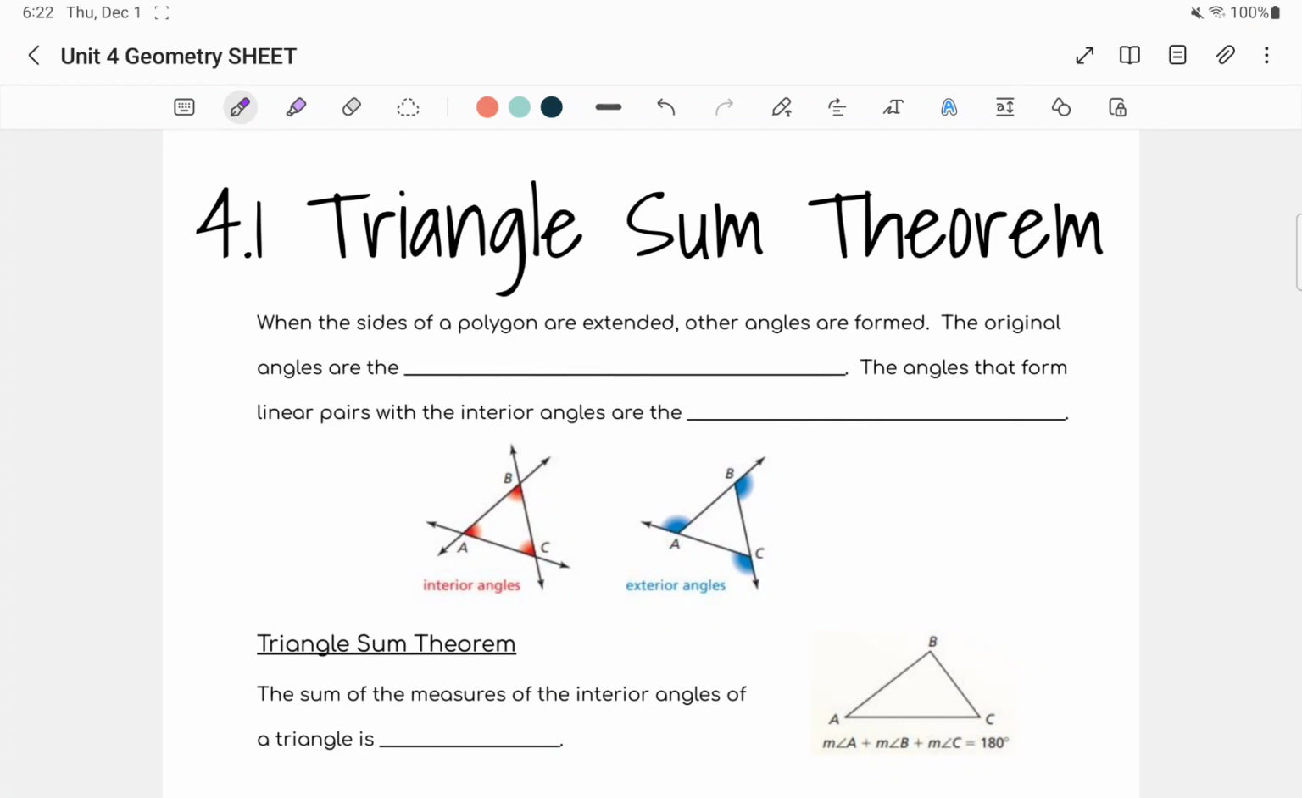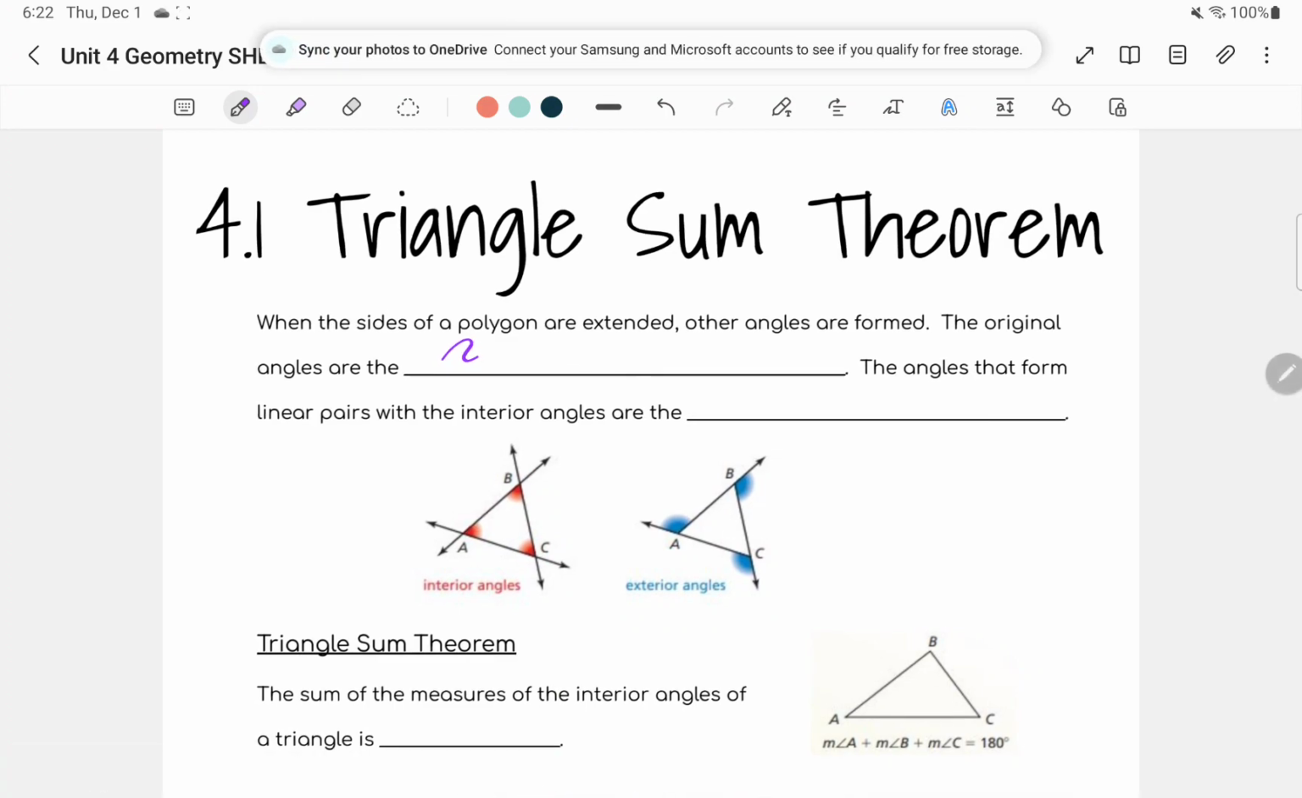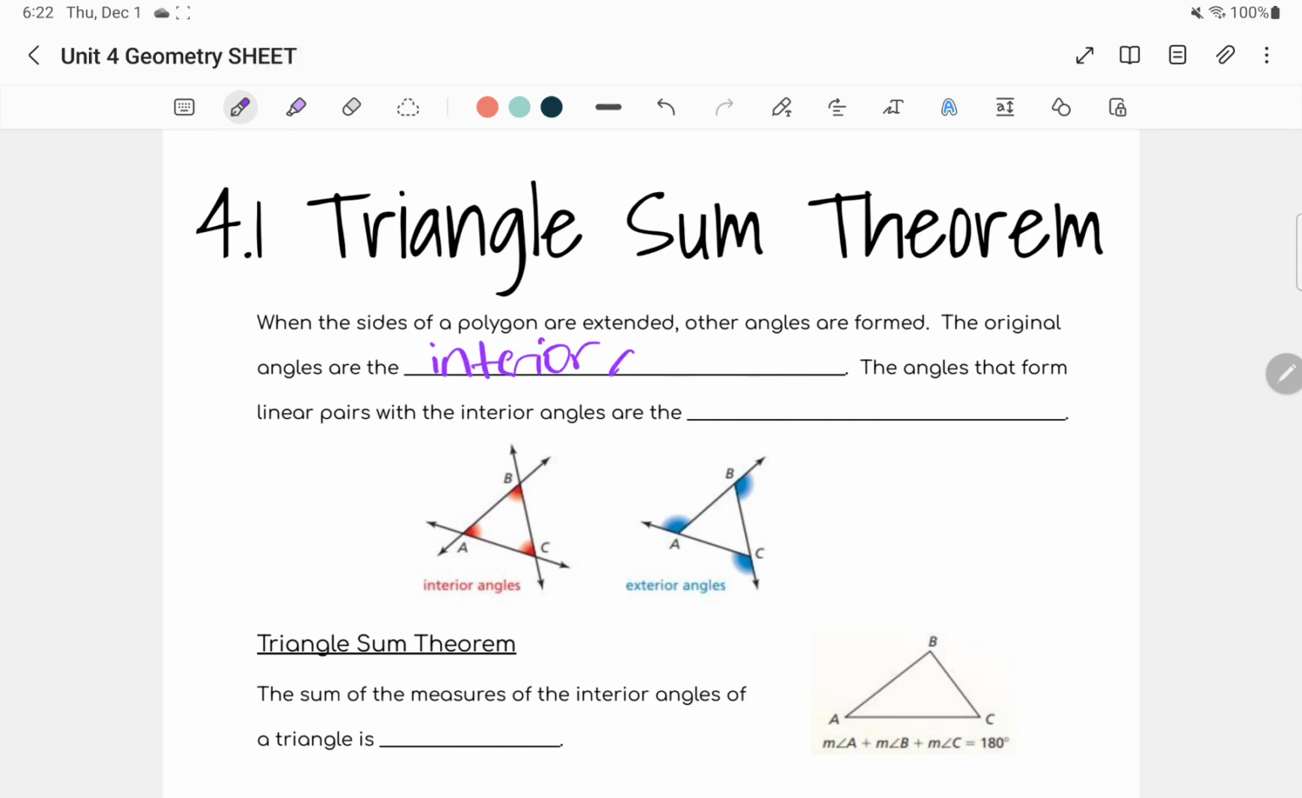When the sides of a polygon are extended, other angles are formed. The original angles are the interior angles. And the angles that form linear pairs with those interior angles are the exterior angles. So think interior is inside, exterior would be the outside.